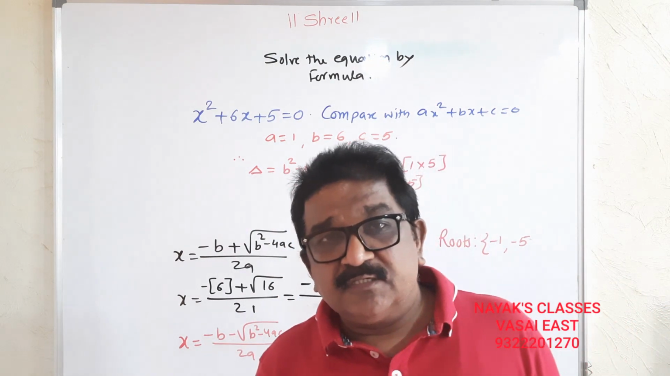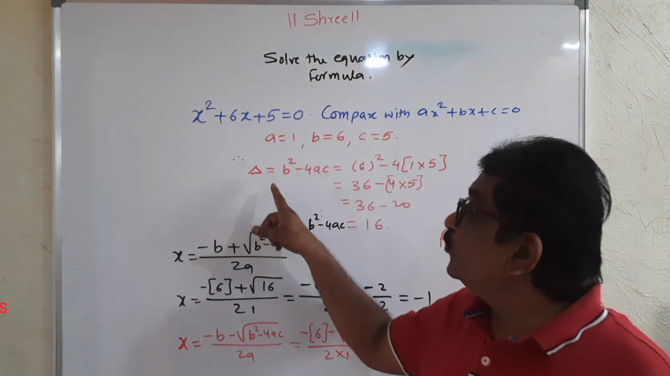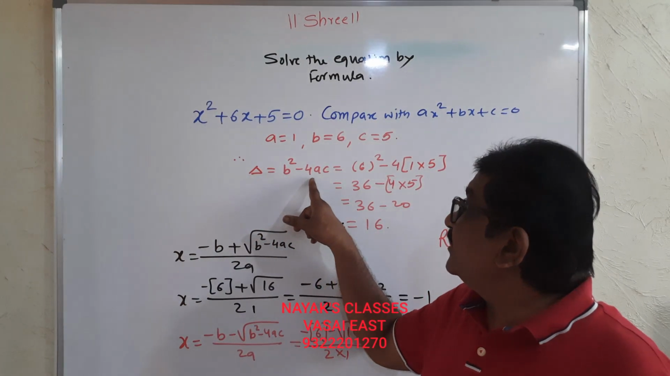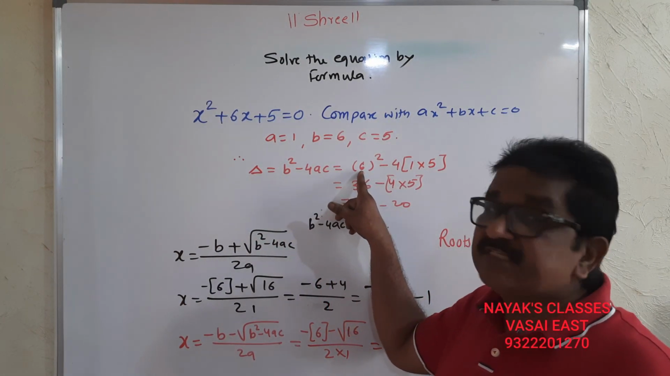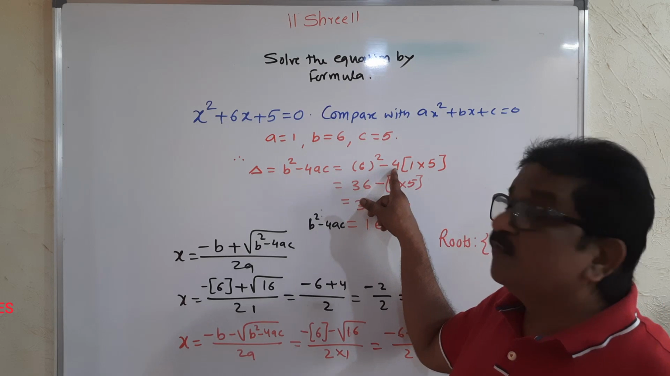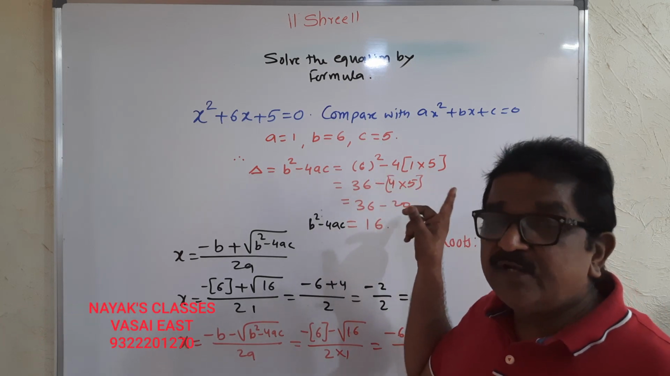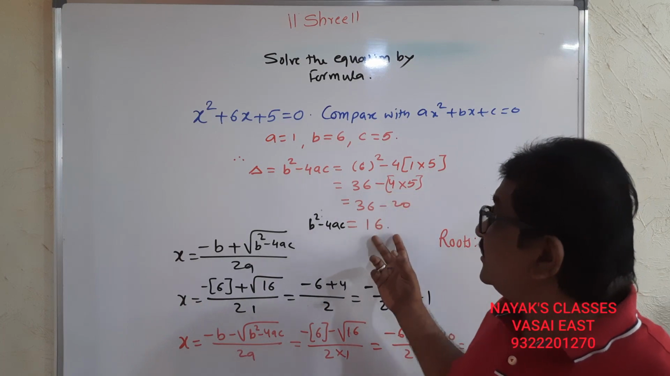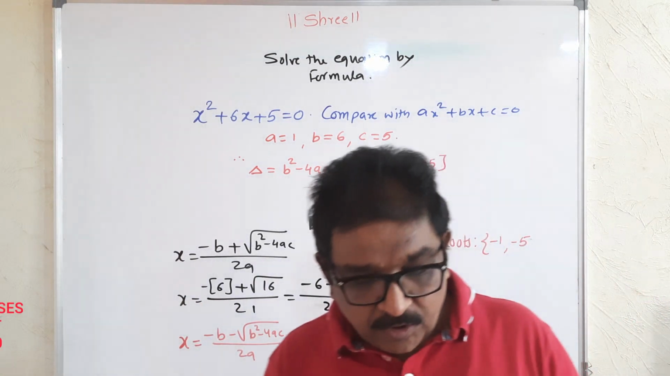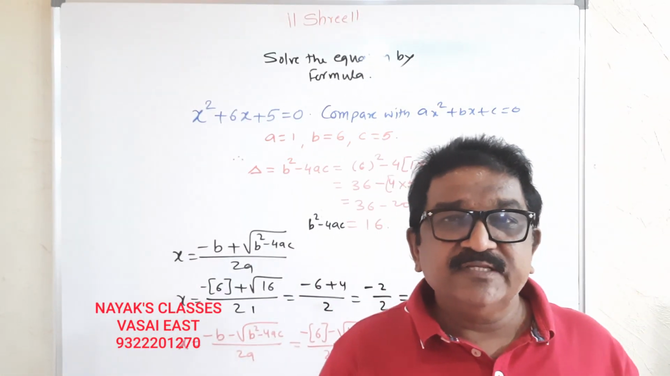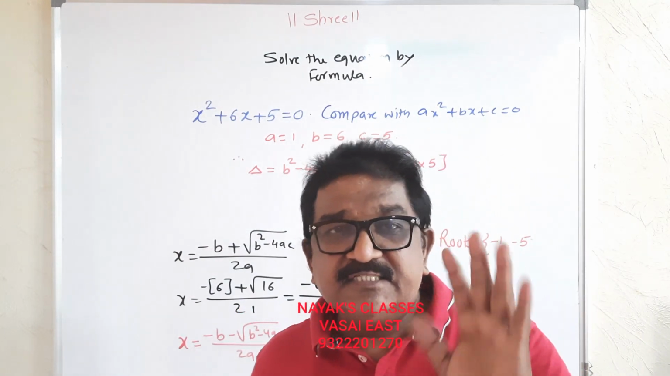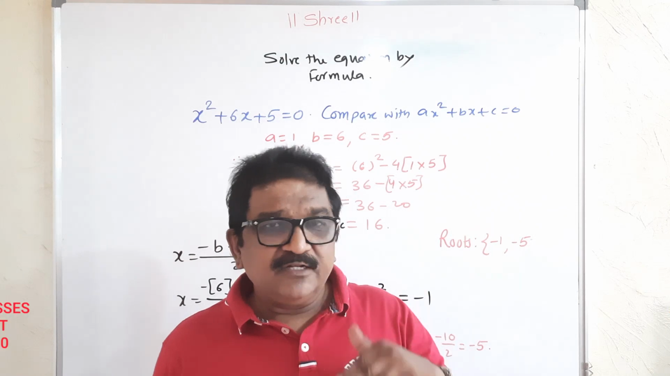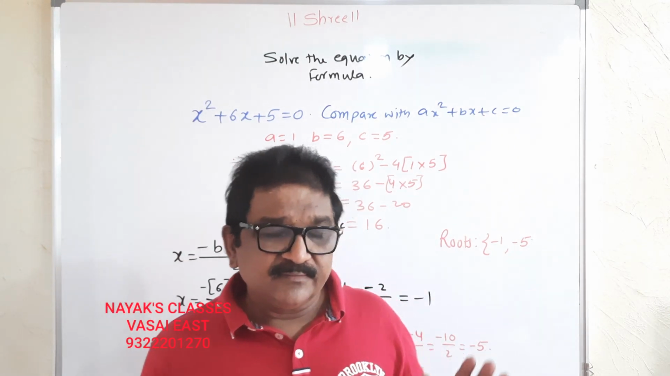So the first step is to find the discriminant delta, b square minus 4ac. So b square is 6 square minus 4 into bracket 1 into 5. So 36 minus 20 is 16. The value of b square minus 4ac is 16. Since it is not negative, we can solve the example further.